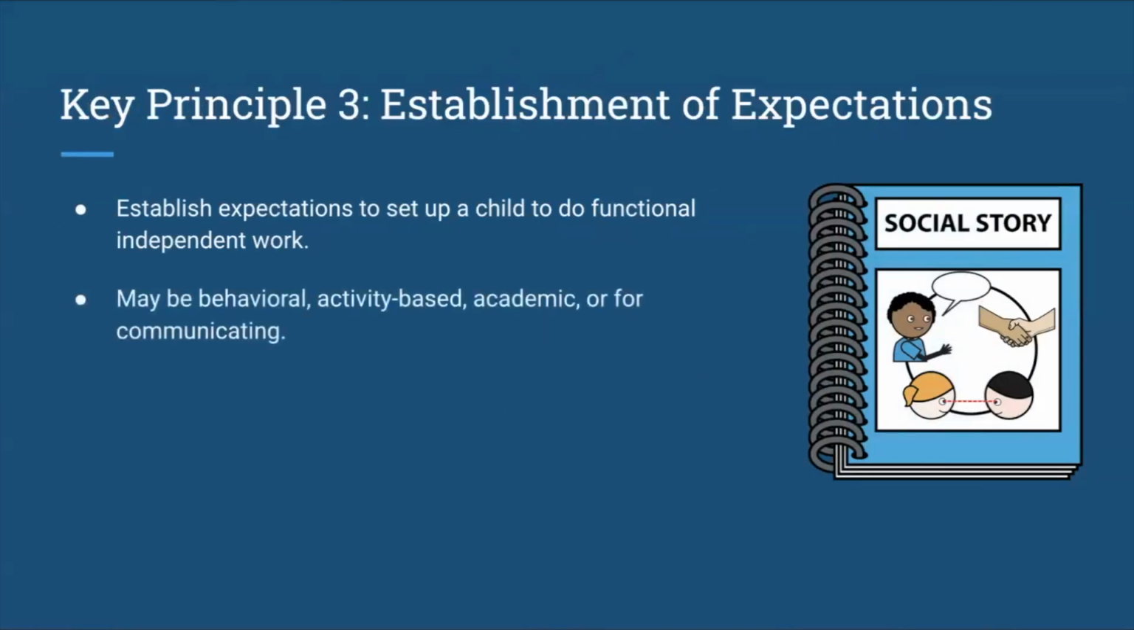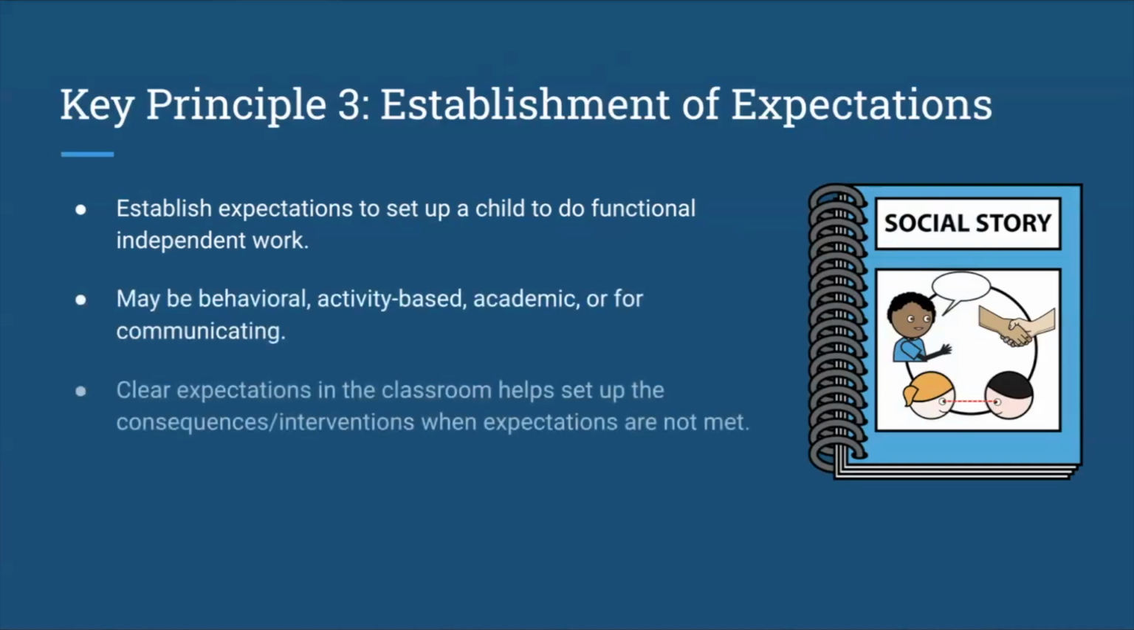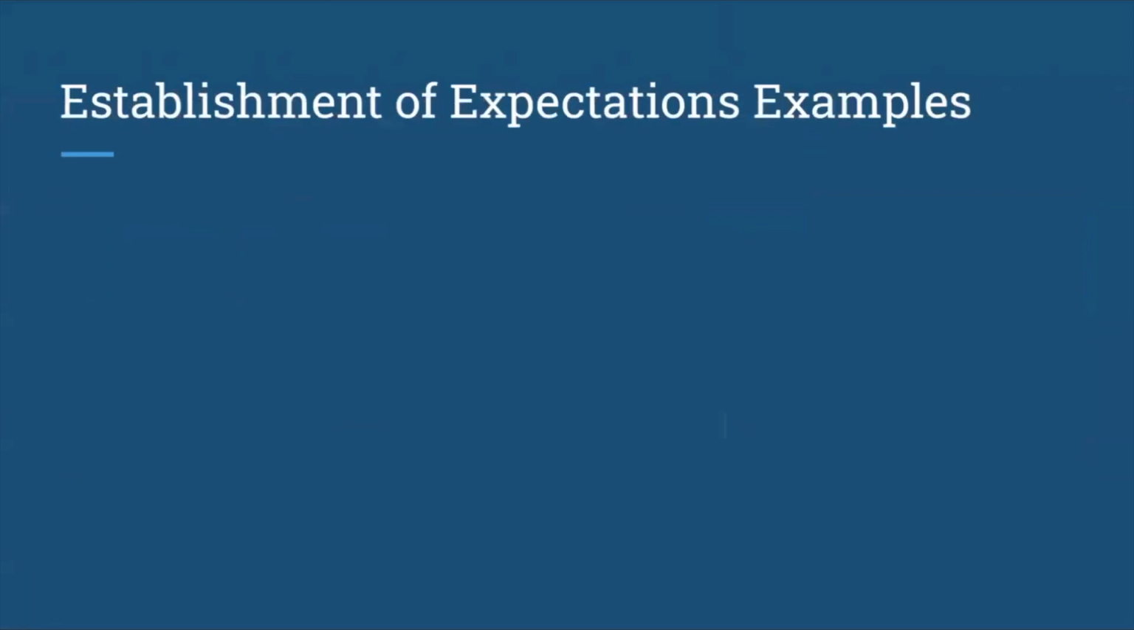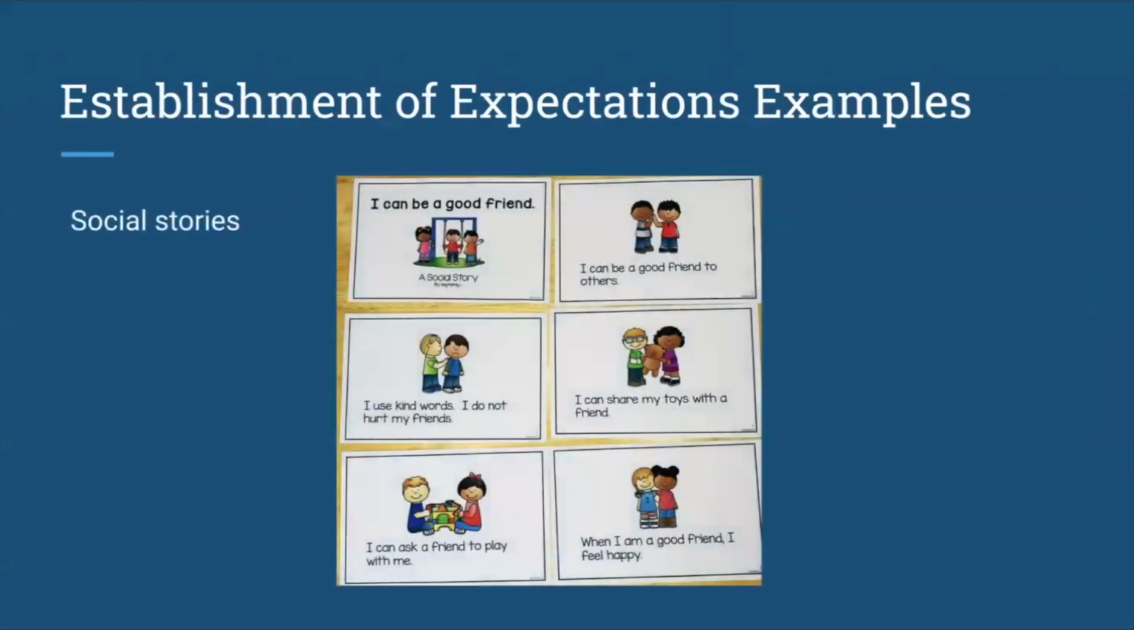Expectations must be behavioral, activity-based, academic, or for communication. Clear expectations help the child to understand consequences or changes when the set expectations are not met. This principle includes activity measurements. The ultimate goal of this principle is to prepare a child for independent work and functioning. A social story about being a good friend uses simple language and step-by-step examples to teach children about play expectations.